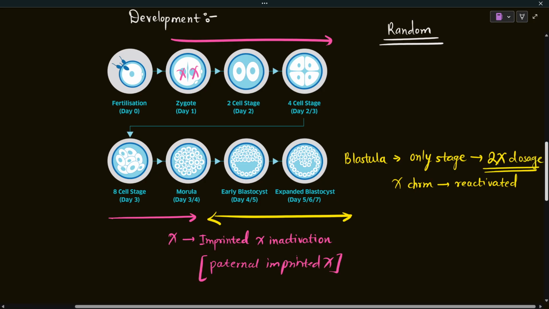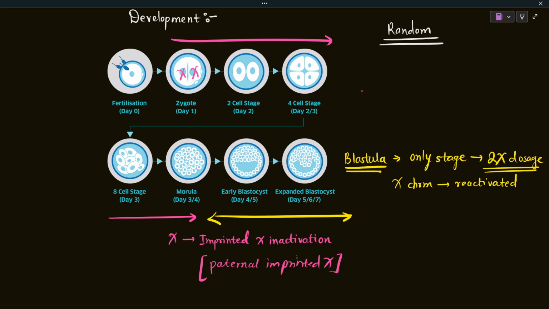Okay, this 2X dosage creates imbalance, right? We have already learned that, but only in the blastula stage are both of the X chromosomes active, and that is why it tolerates 2X dosage. Okay, there are cells known as primordial germ cells. They can also tolerate 2X dosage. Okay, they also tolerate 2X dosage.